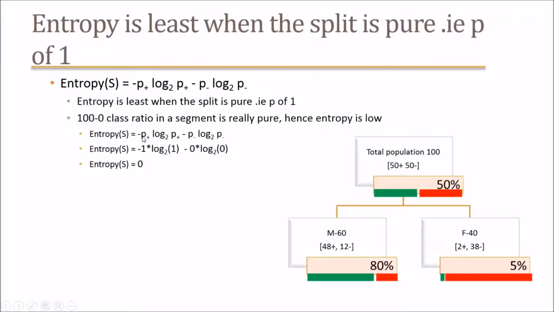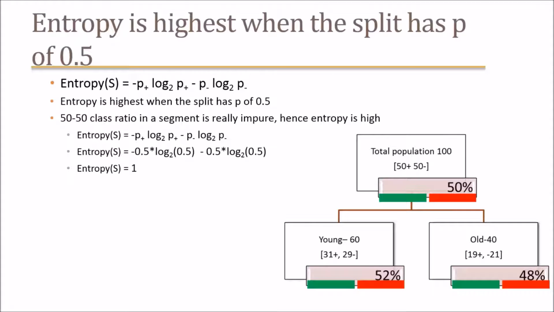So if p plus is 1, so log to the p plus, and p minus will be obviously 0, the second class probability. So everything is 0. So entropy value here, you can see that entropy is 0. So log to the base 1. So entropy value is 0 when you have pure classification. Entropy value is 1 when you have very impure classification.